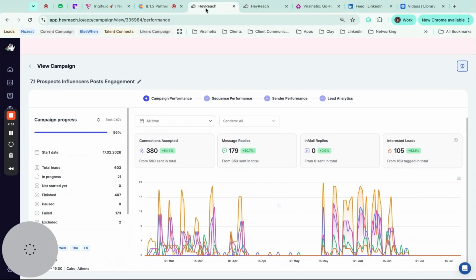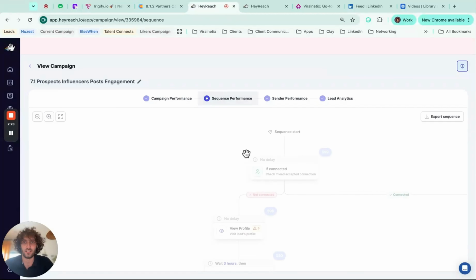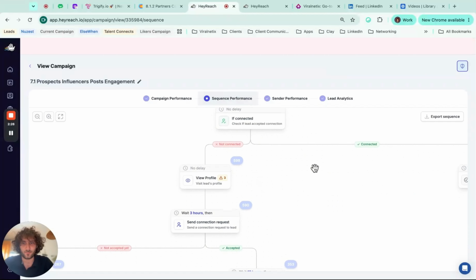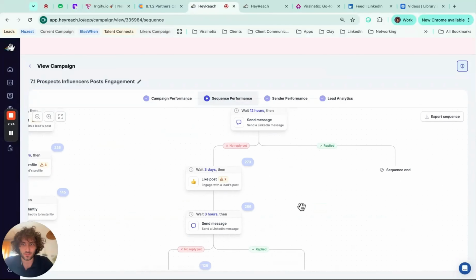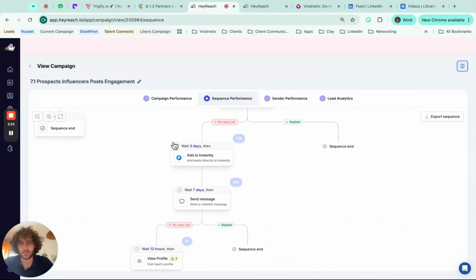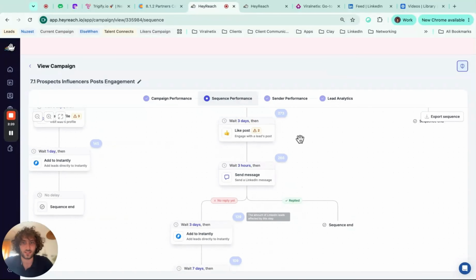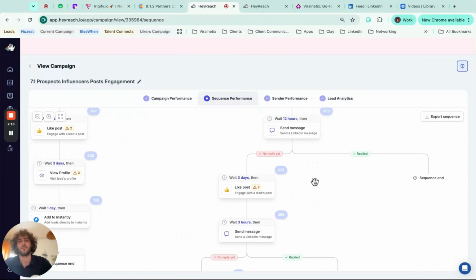So in HeyReach, after the data comes here, here's the sequence. It's a pretty straightforward sequence where at the end of it, we're sending them to Instantly if they're not replying to our messages. And then we have them reaching out on both channels.